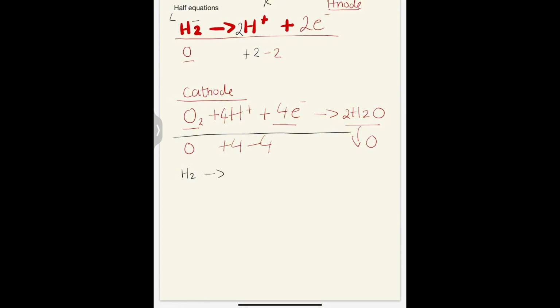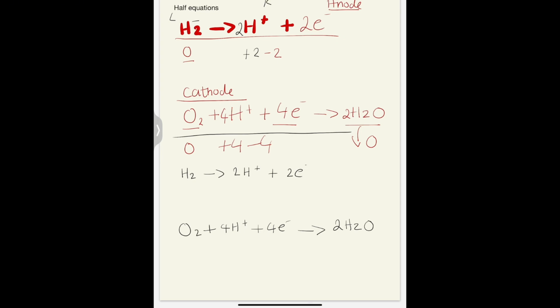H2 arrow 2H plus, and then I'm going to write down plus 2e minus. Okay, and now the next one I'm going to write is going to be O2 plus 4H plus 4e minus gives you 2H2O. Okay, now what we're going to do basically is we're going to combine both of these equations together.